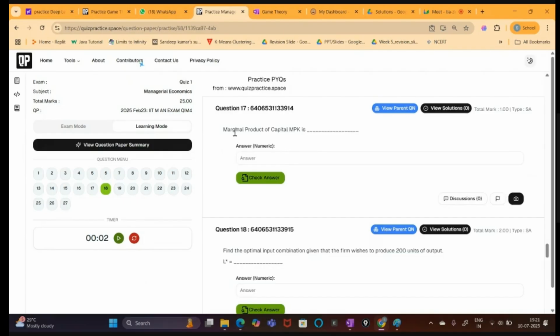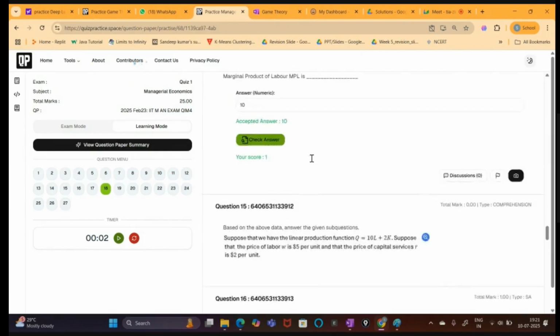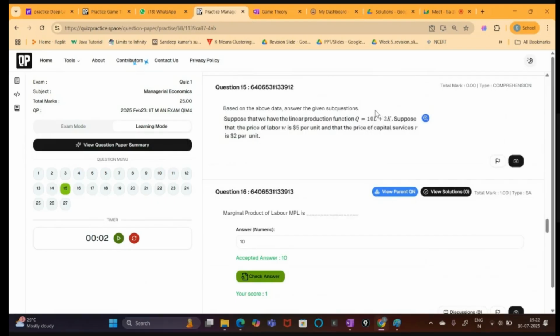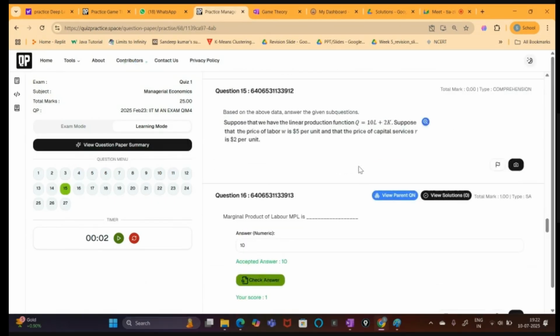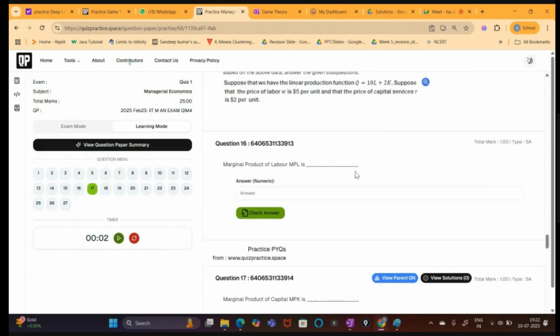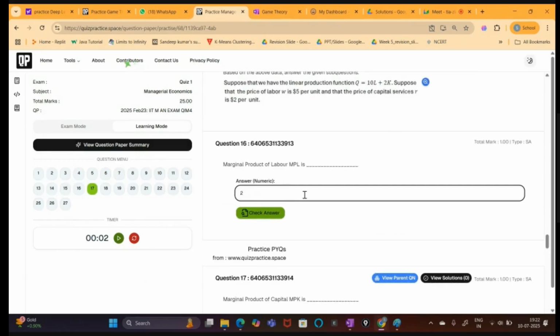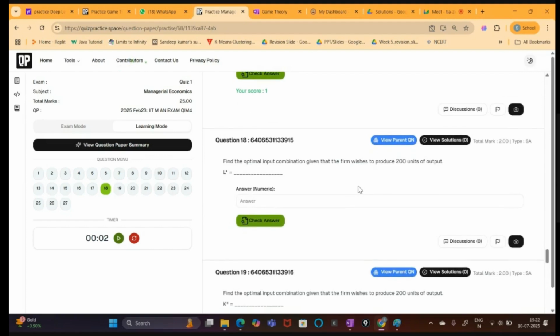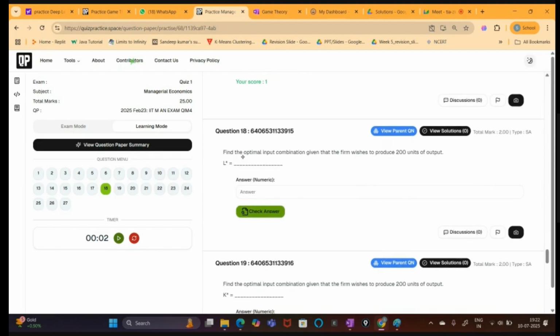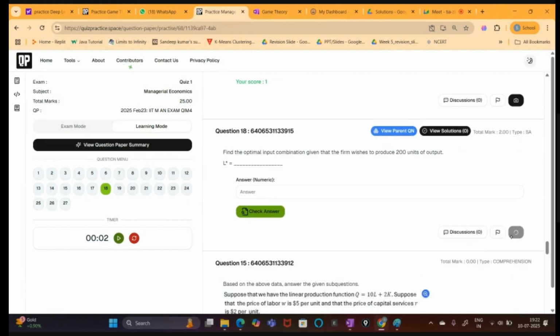Sorry, this is asking for the MPK. You can see, this term will be 0, and this term will be 2 when we differentiate with respect to K, right? Okay. So again, it is asking to find the optimal input combination given that the firm wishes to produce 200 units of output. So again, we have to do all the things.